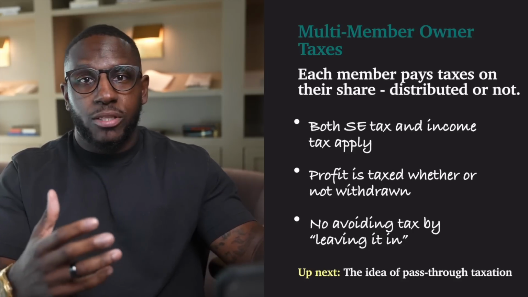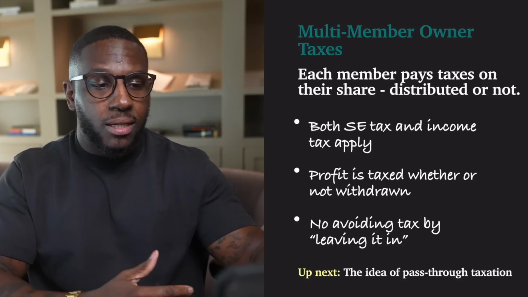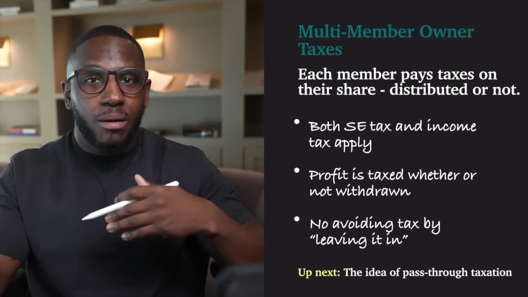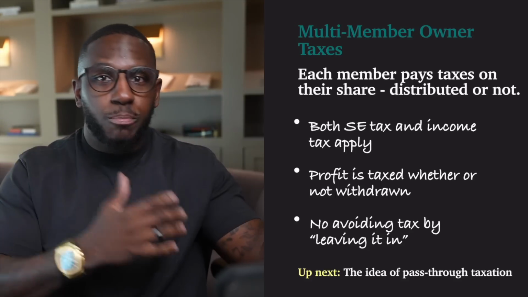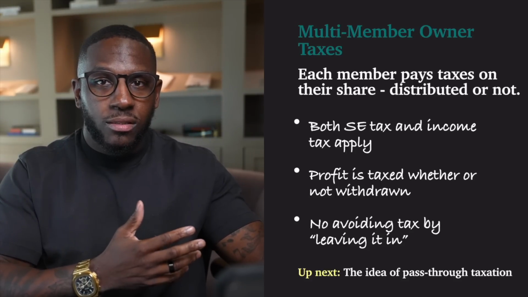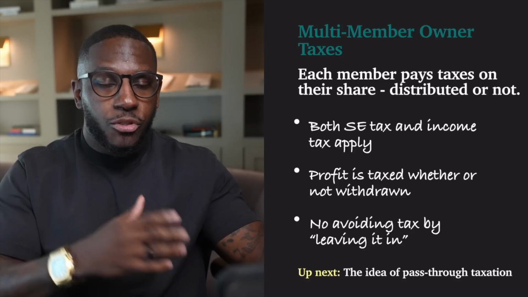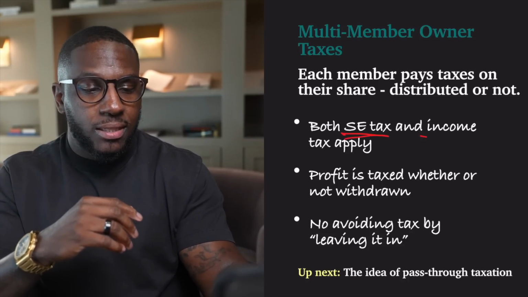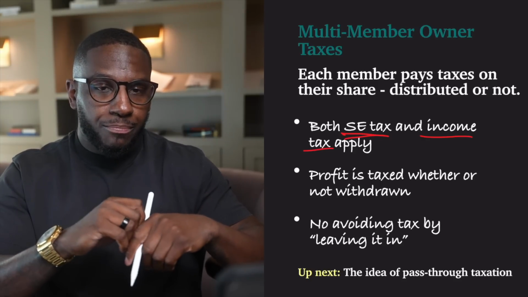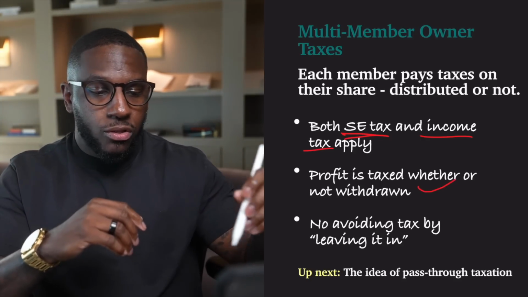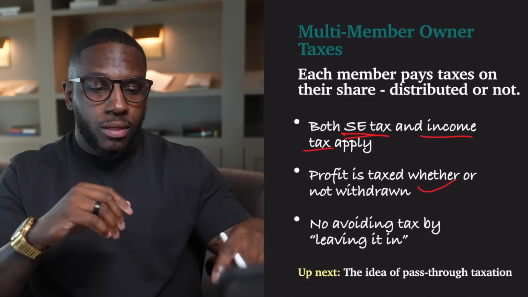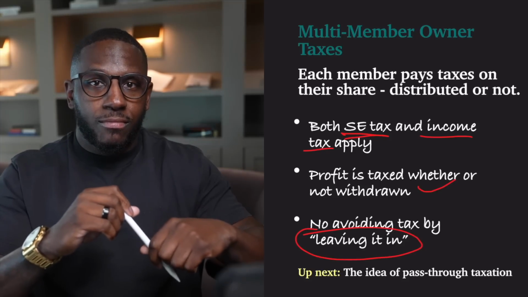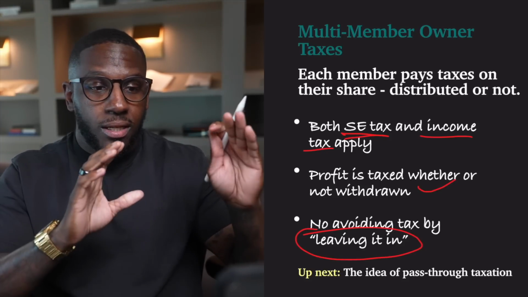So how do multi-member taxes work? Well, each member pays on their share, distributed or not, right? So whether they keep money in the company or distribute it to the owners, you still get taxed on it, right? So that's both self-employment tax and income tax. All right, profit is taxed whether you withdraw or not, and there's no avoiding the tax by leaving it in the business. Not with an LLC as a default.